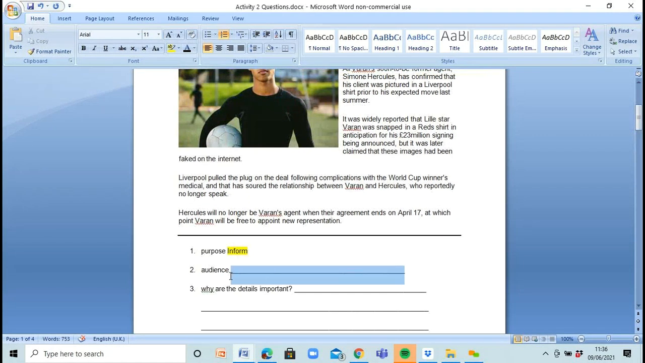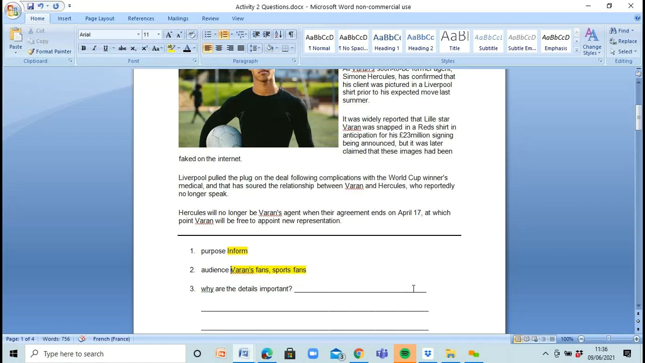And then who is the audience on this, do you think? Varun's fans, I think. Yeah, 100%, Varun's fans. I would also accept sports fans, because he's a sports player. I would do sports fans. That would also be good on that.